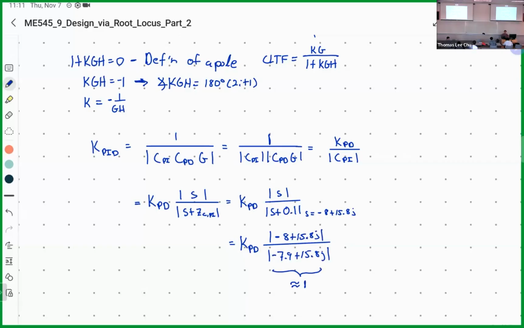Because the pole and zero are so close to each other, and we're evaluating at a point relatively far away, their magnitude lines are roughly the same. In reality, this value is slightly greater than 1, but we can just say it's roughly equal to 1. And that's why we can still use this approximation.